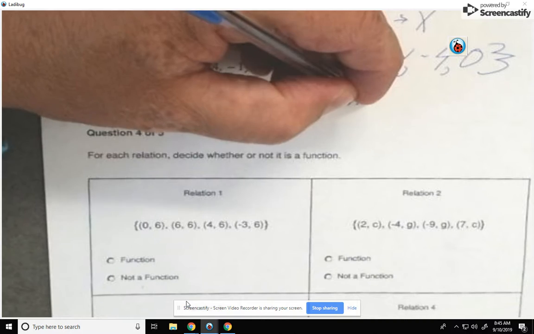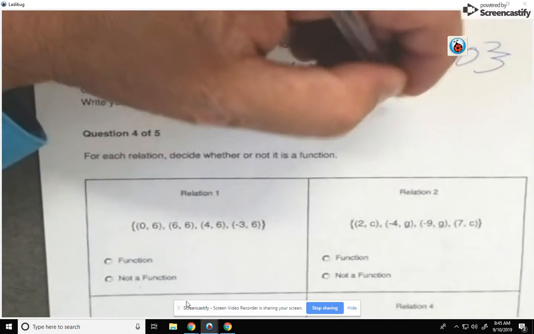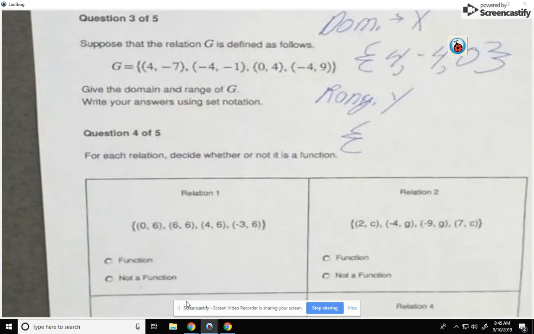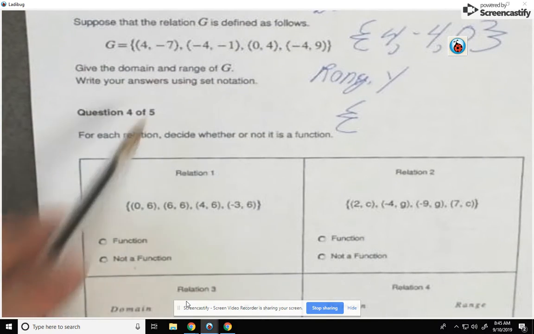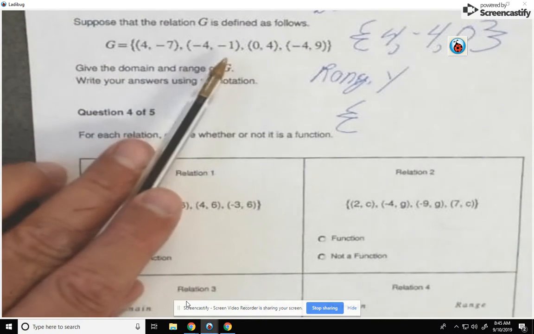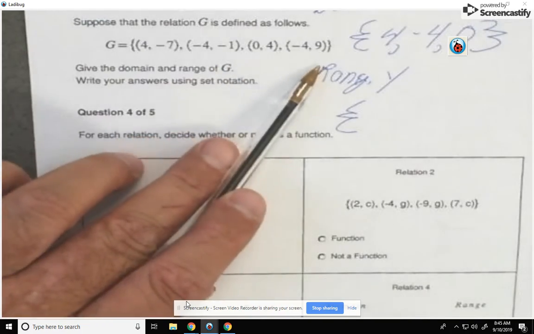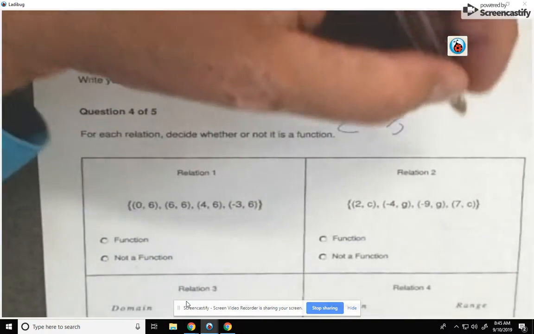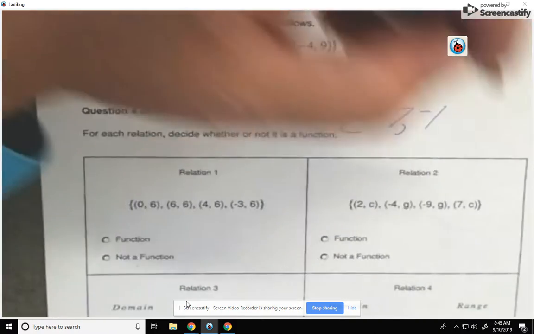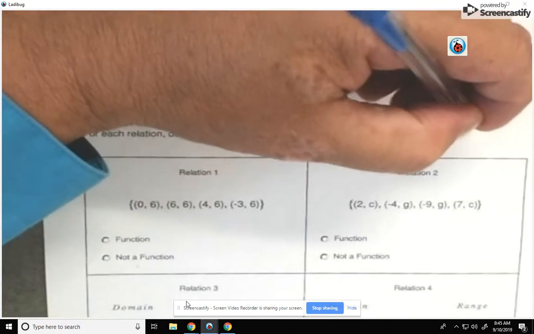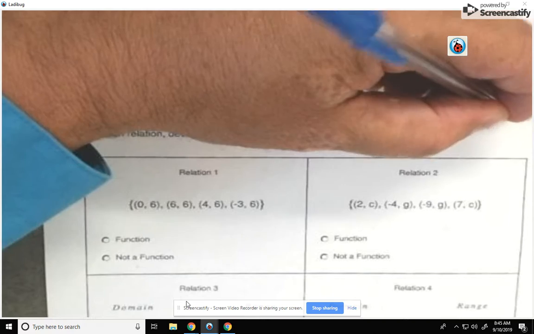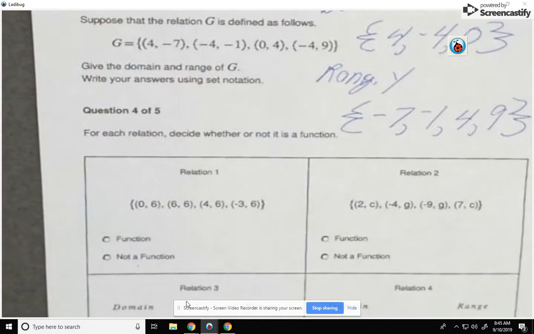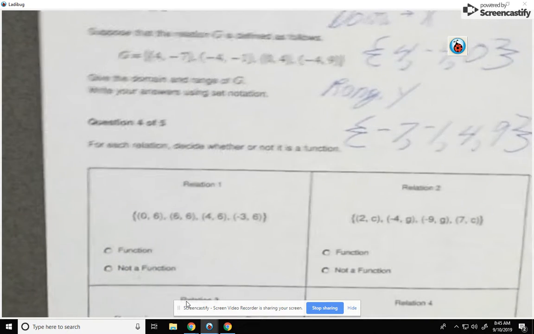Range is our y values. Okay, so in this case, we have y's of negative 7, negative 1, 4, and 9. So negative 7, negative 1, 4, and finally 9. So as you see, your domain and range do not have to be the same size.